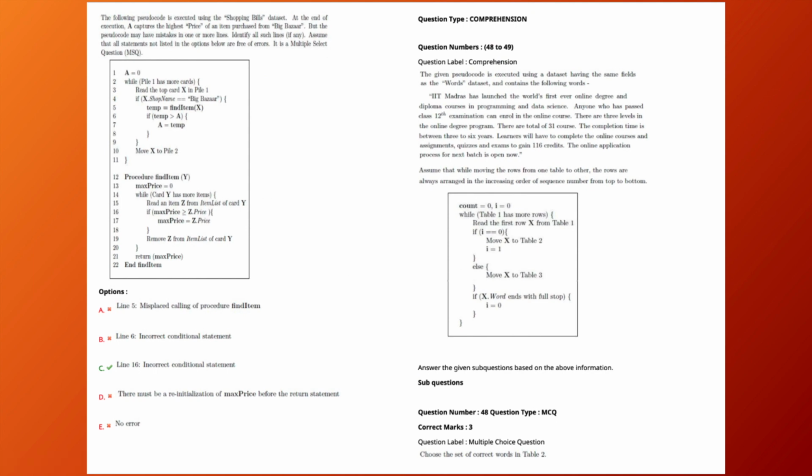So the question reads, the following pseudocode is executed using the shopping bills dataset. At the end of execution, A captures the highest price of an item purchased from Big Bazaar. But the pseudocode may have mistakes in one or more lines. Identify all such lines, if any. Assume that all statements not listed in the options below are free of errors.